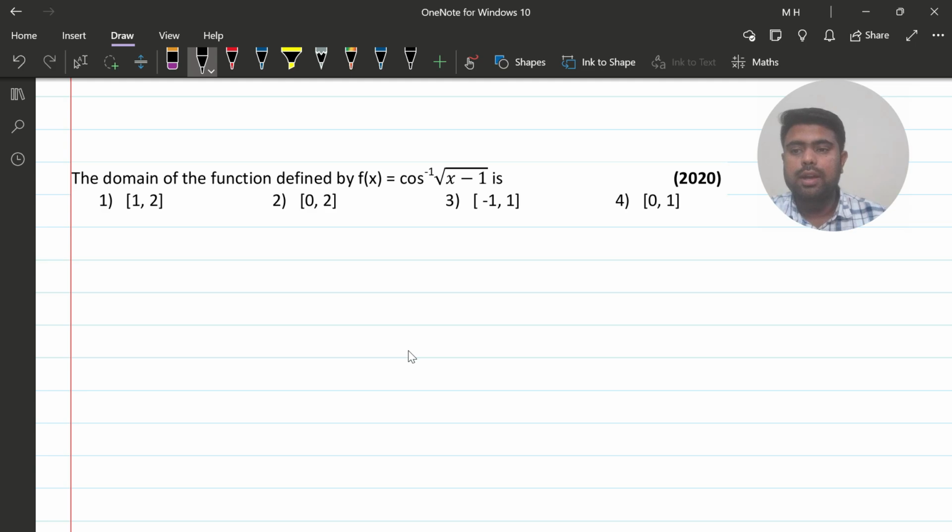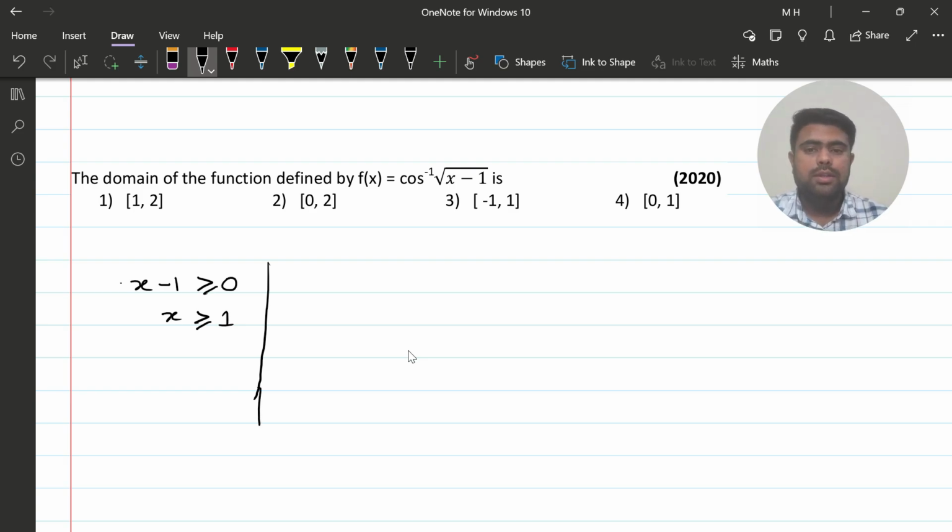So the first thing I'll have to note down here is x minus 1 must be greater than or equal to 0, sorry, not positive, non-negative. So x greater than or equal to 1, this is the first condition. The second condition is that for cos inverse x, the domain is minus 1 to 1. So this root of x minus 1 must be greater than or equal to minus 1, and this must be less than or equal to 1.